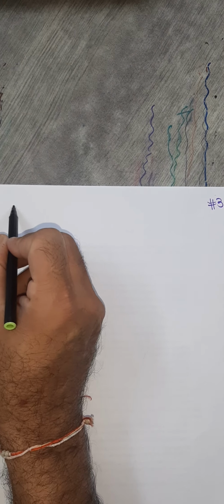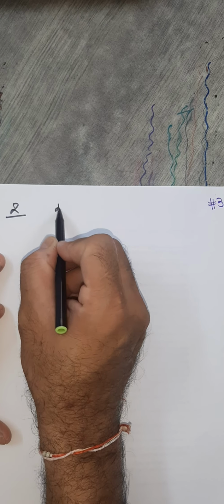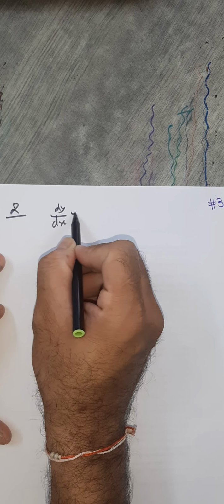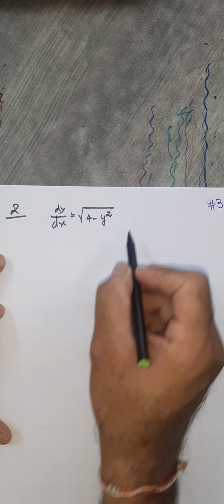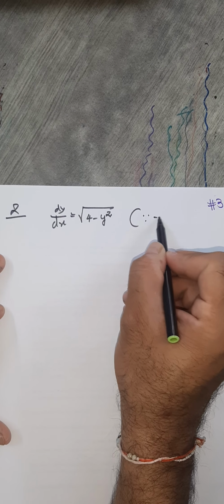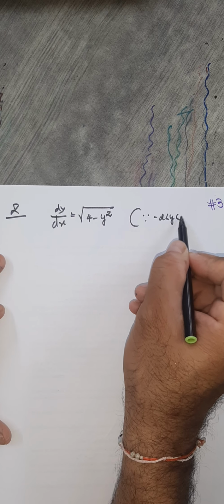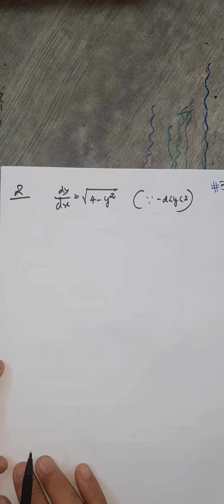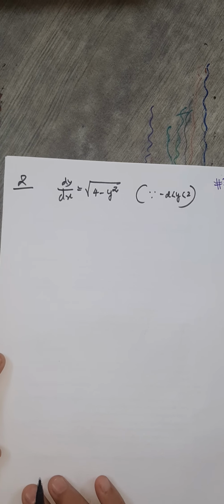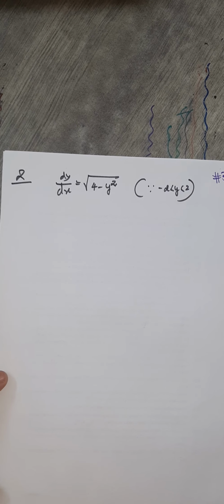Question number 2. Second question. What is that question? dy by dx equals root of 4 minus y square. Right. Where y should be between minus 2 and 2. Otherwise this becomes a complex number. How will we solve this? By variable separable technique, you know.